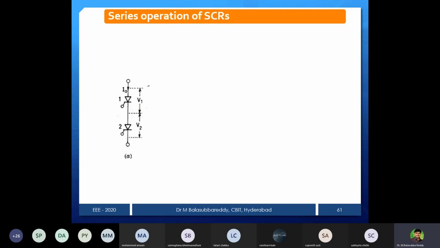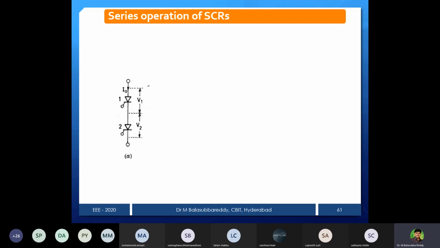In a series operation, you can see n number of devices. I have shown just two as an example, SCR1 and SCR2. The blocking voltage of SCR1 is V1, and SCR2 is V2. Then the total string voltage is the sum of these. Let's consider V1 and V2 are the same. If they share equally, then the total blocking voltage is 2V1, if both have the same voltage.